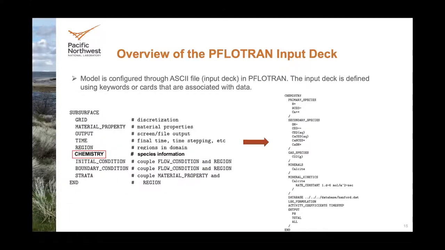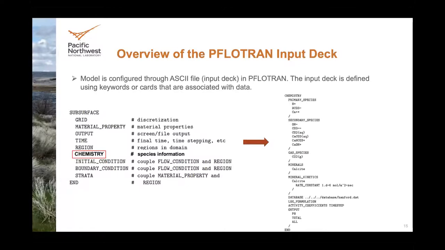And also in the block of secondary species, those species can be calculated using the concentration values of the primary species according to the equilibrium constant, because those reactions run very fast. We can also specify the gaseous species, CO2 gas, and the mineral, calcite. For the keyword mineral kinetics, we need to specify calcite there, and we also need to provide the rate constant for the mineral dissolution and precipitation.